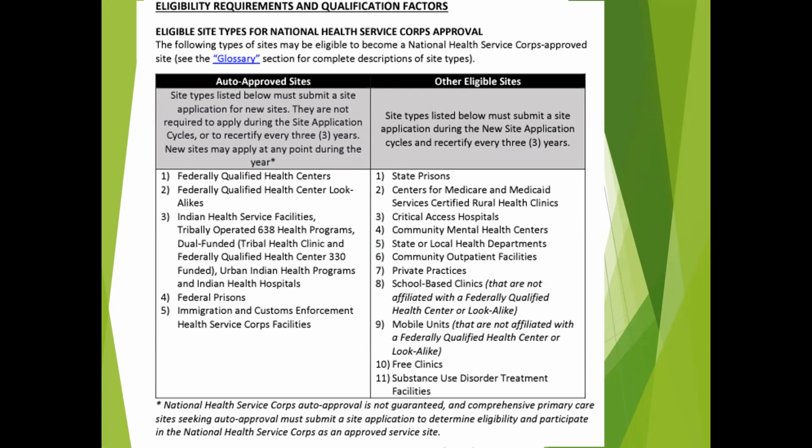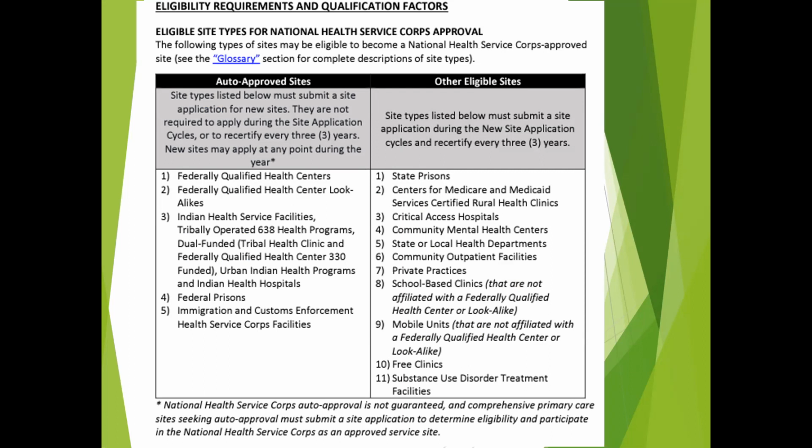So the auto-approved sites, this would be sites that actually don't have to apply when the site application cycle opens. They can apply anytime, any point during the year, but of course can apply during the site application cycle. So these would be your federally qualified health centers, federally qualified health center lookalikes, Indian Health Service facilities, programs, and Indian Health hospitals, federal prisons, and Immigration and Customs Enforcement Health Service Corps facilities.